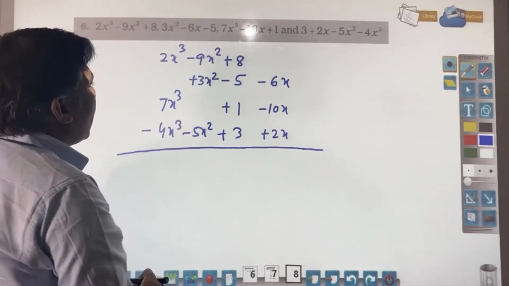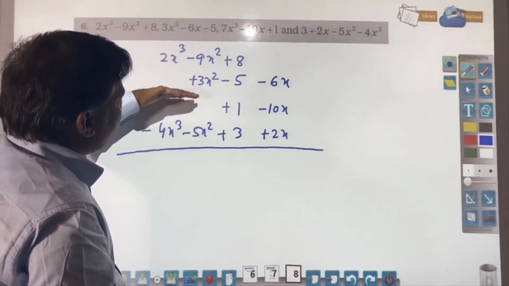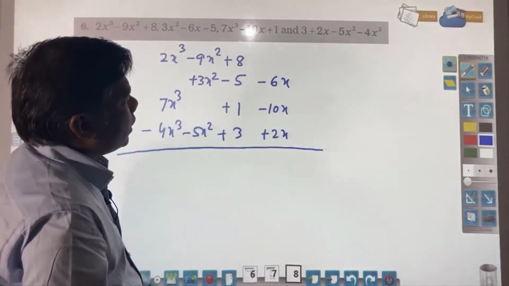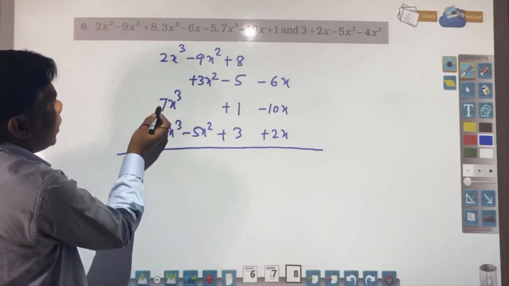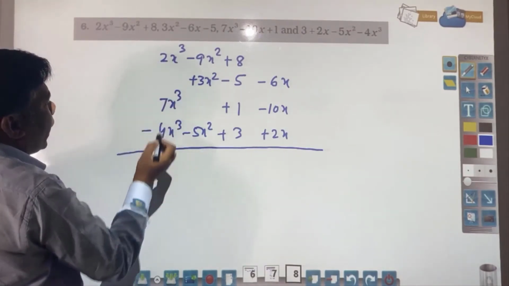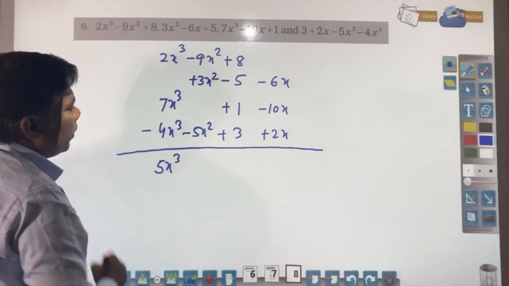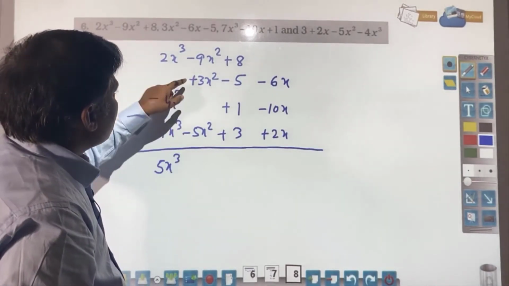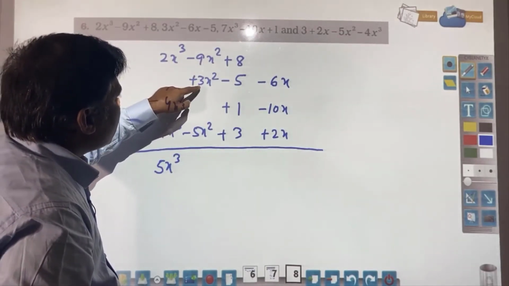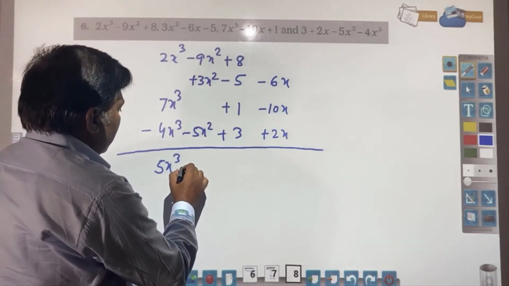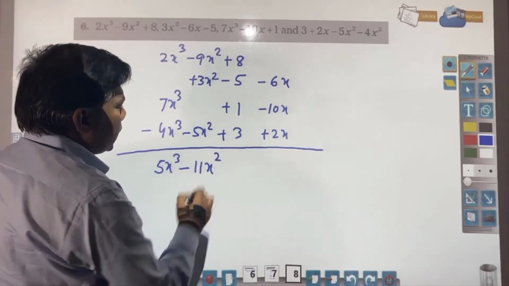So here now it is required to be added. In proper way, first of all you need to write like terms together and then add. Here you see 2x cube, 7x cube, it became 9, and 9 minus 4 is equal to 5x cube. That we have got. Minus 5x square and minus 9x square became 14. 14 minus 3 will be 11. So the sign will be minus, like minus 11x square.